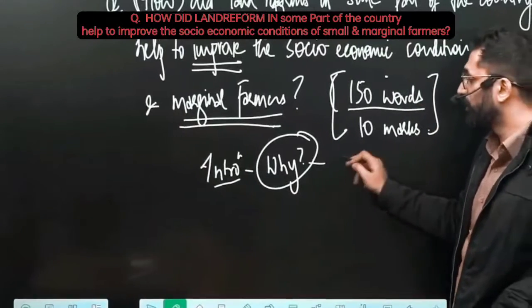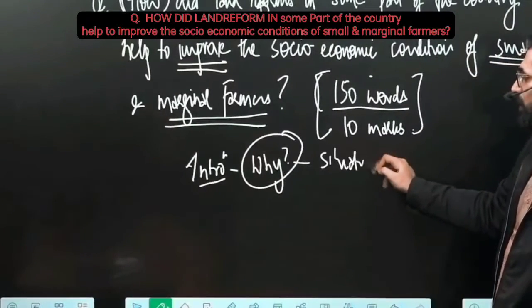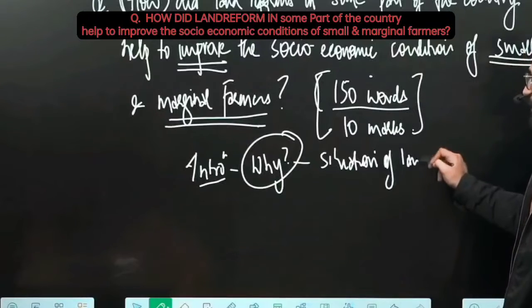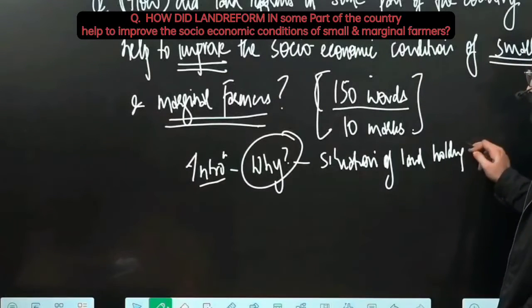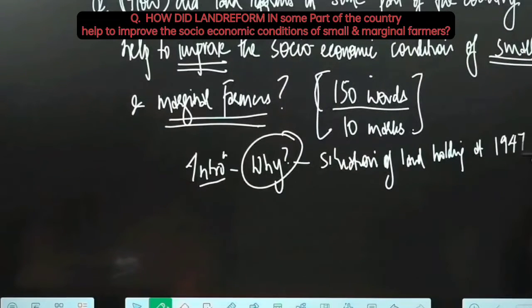You can talk about the situation of land holding in 1947. How it was skewed in the hands of only a few people. 58% of the families were working only on 16% of the land. 20% of the agricultural families were poor, with no land. So the situation of land holding was poor.